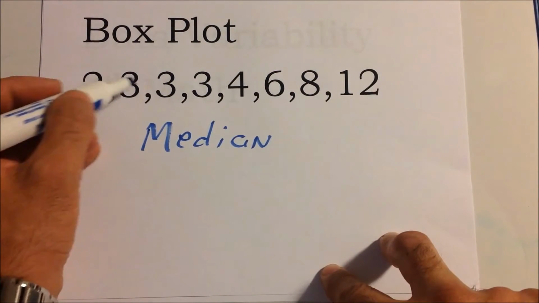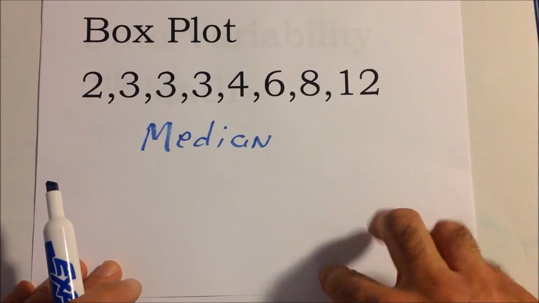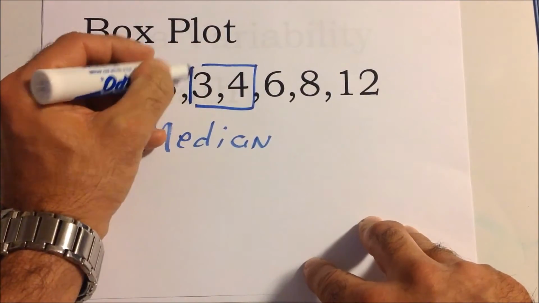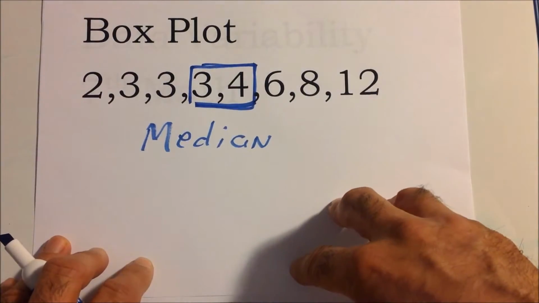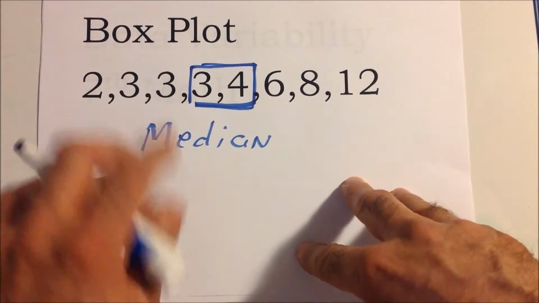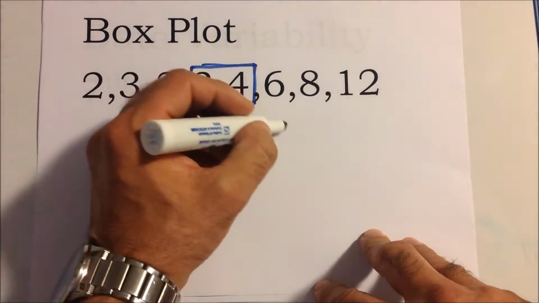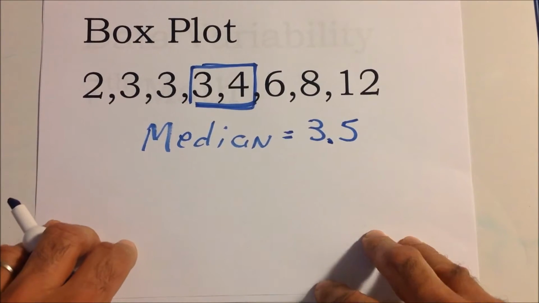Well, if we look, we have 1, 2, 3, 4, 5, 6, 7, 8. We have 8 numbers, so we're going to have 2 numbers that are in the median. So these 2 numbers, 3 and 4, are in the middle. So we want to know what is the median of these 2 numbers. If we take these 2 numbers and add them, we get 7, and we divide it by 2, we're going to get 3.5. So 3.5 is the median.